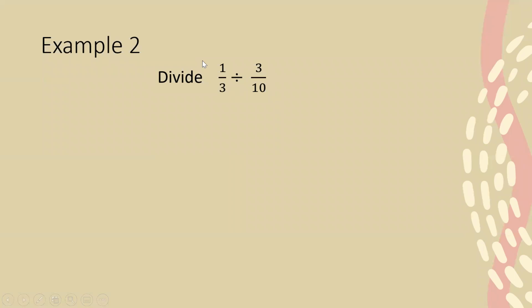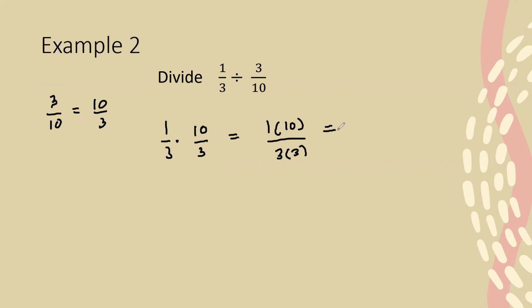Here we're asked to divide 1/3 by 3/10. And what I'm going to do first is find the reciprocal of 3/10. So the reciprocal of 3/10 is 10/3. So now to divide these fractions, we have to multiply by the reciprocal of the second fraction. So I write 1/3 times 10/3. Now I multiply our top numbers together and our bottom numbers together. So we would get 10/9.